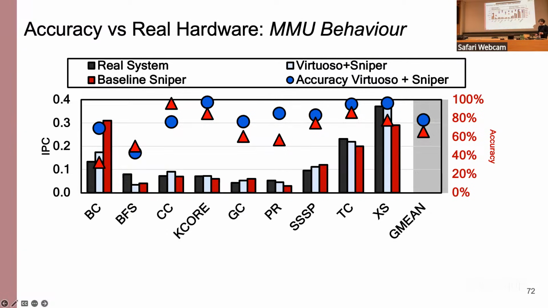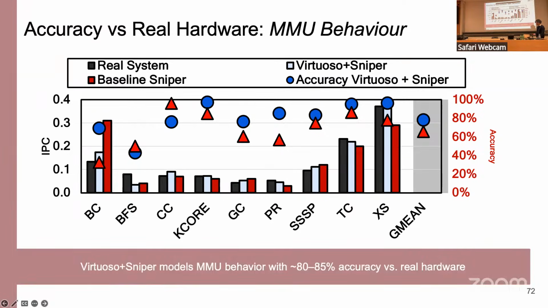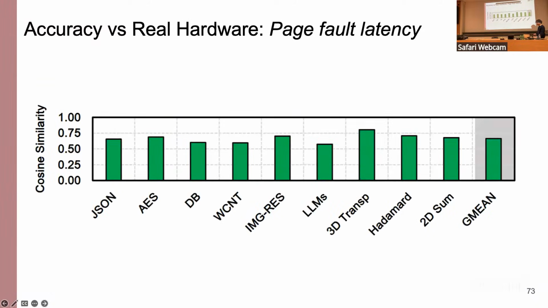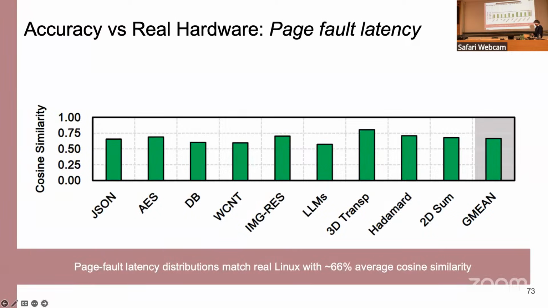Now, looking at the accuracy versus the real hardware, the key findings here are that in MMU behavior, the L2 TLB MPKI and page table walk latency are modeled with 82% and 85% accuracy, respectively, versus the real machine. Looking at the page fault latency, the per fault latency distributions have a cosine similarity of around 60% on average, up to 79% for some workloads.